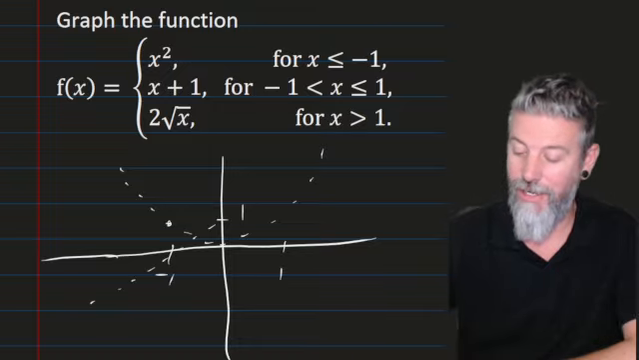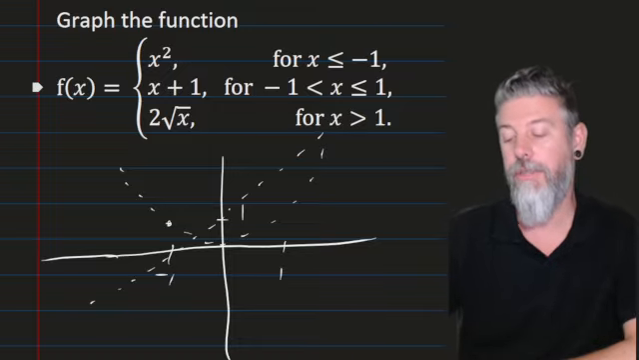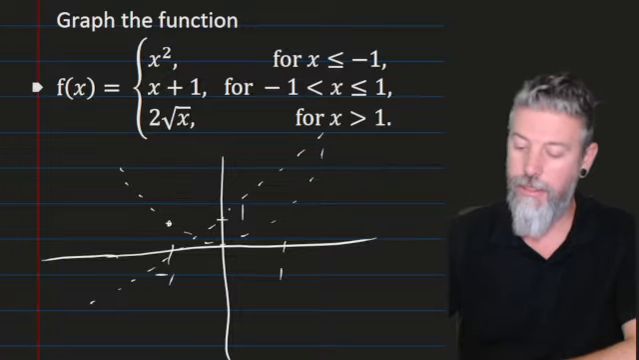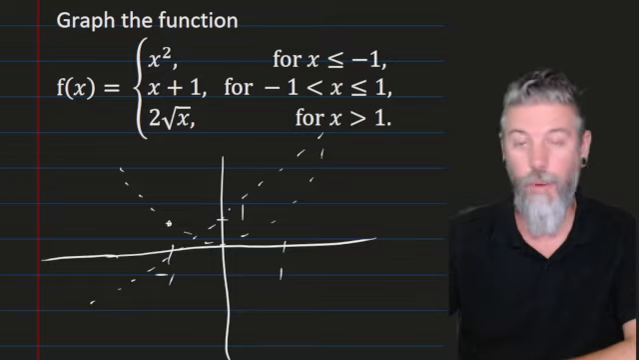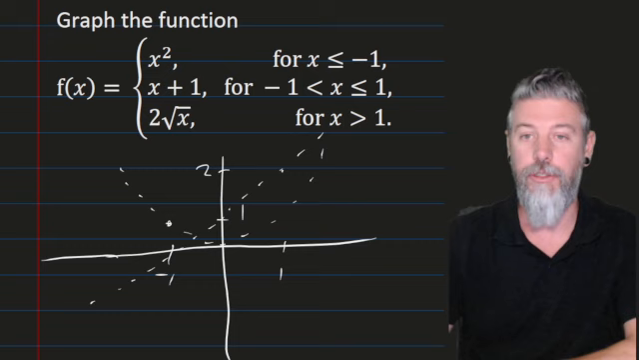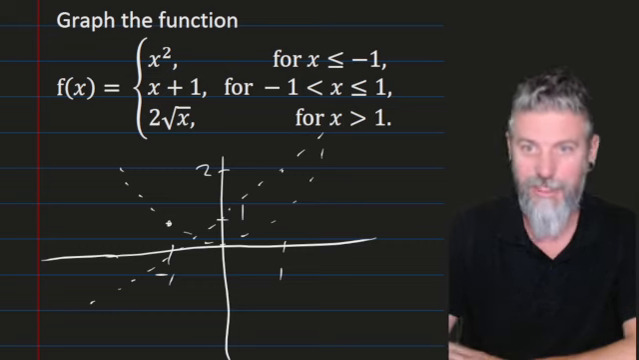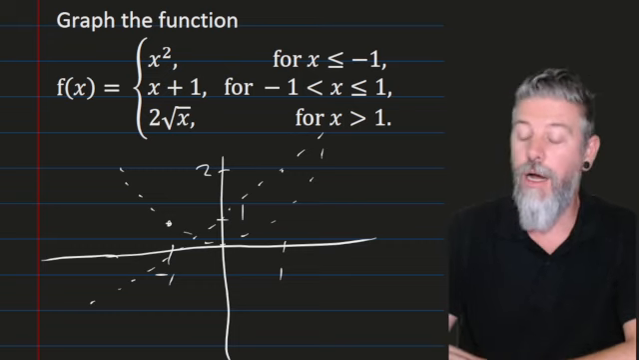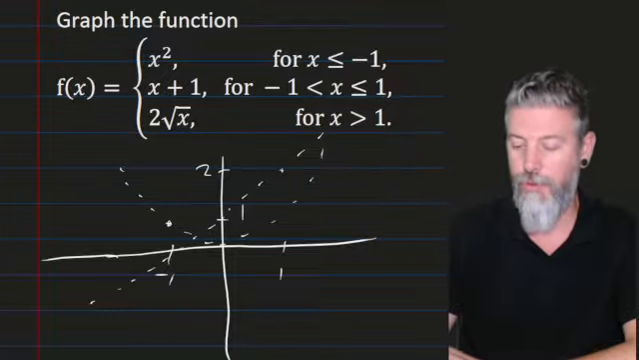Very hopeful that we are graphing x plus 1 accurately. So that goes through there. When we're at 1, 1 plus 1 is 2. So this is the part of my graph hitting at 2. Now these little scribbles I'm putting on the graph, they're not the open circles or closed circles or anything like that. I'm just indicating. And then the last part is 2 root x.